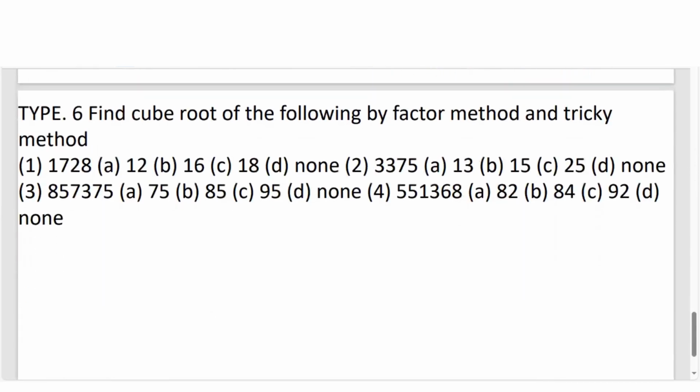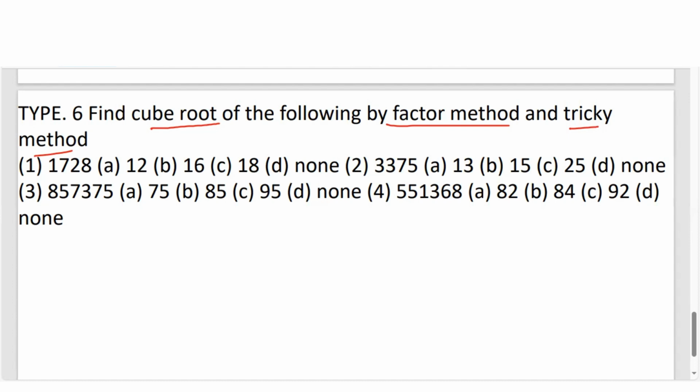Here the next question is very important and a tricky approach question. Find the cube root of the following by factor method and tricky method. So everyone knows cube root by factor method. The main thing I will discuss here is the tricky method. But first we are going for the factor method, because this factor method is also very important. Why? Because sometimes a question comes which is only solved by the factor method. You can't solve it by the tricky method.